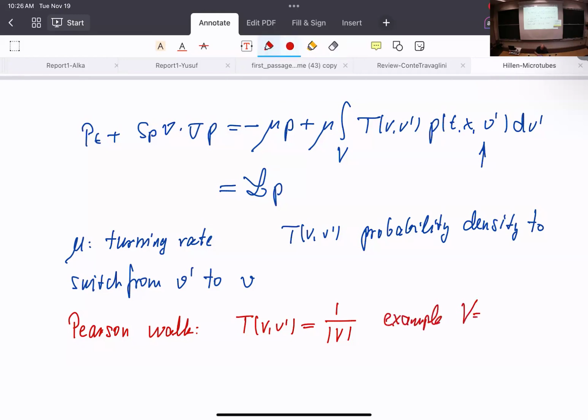Example: V could be like the speed times S^(n-1), where S^(n-1) is a unit sphere. So let's plot this in 3D. Then we have a sphere or a ball, and the radius is Sp. So you have a ball of radius Sp, and for a ball of radius Sp, you know a formula for the surface area. So then this would be the formula here. What is the surface area of a sphere? Who knows?